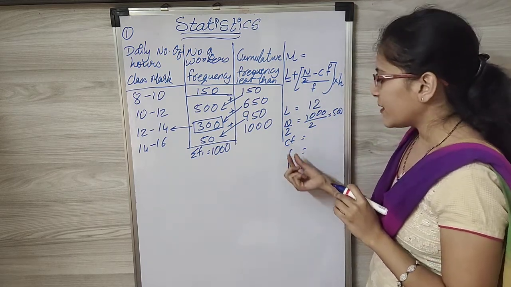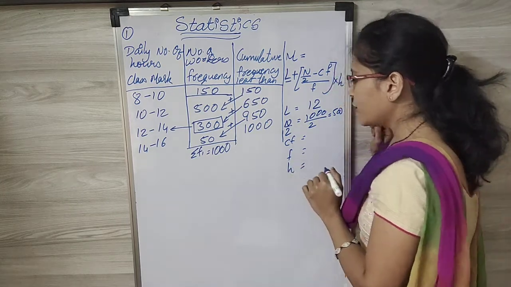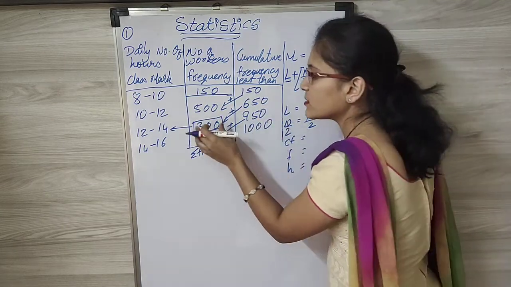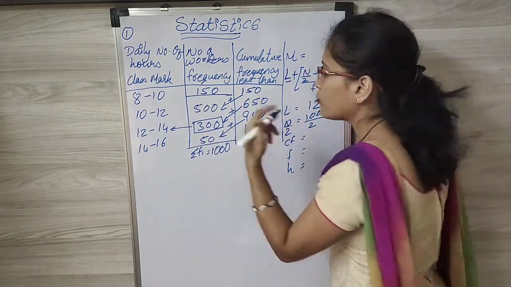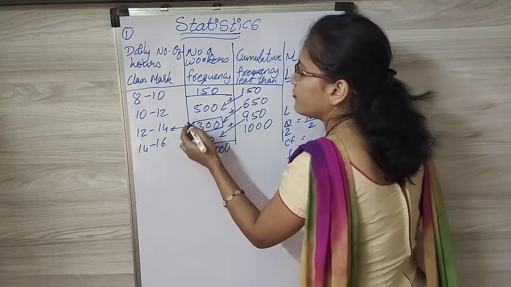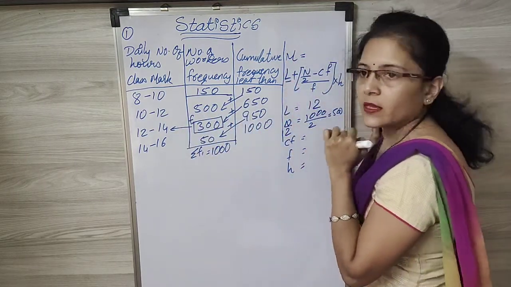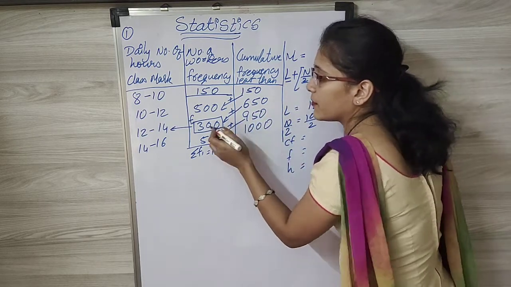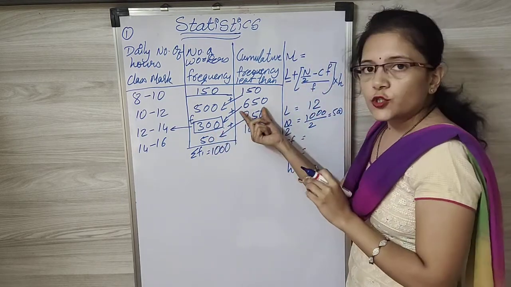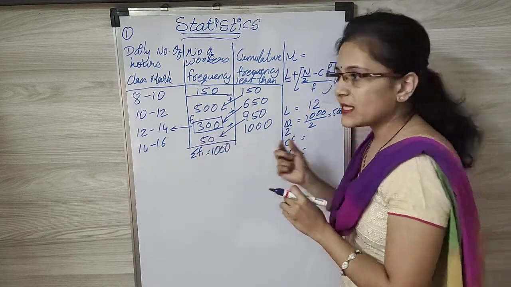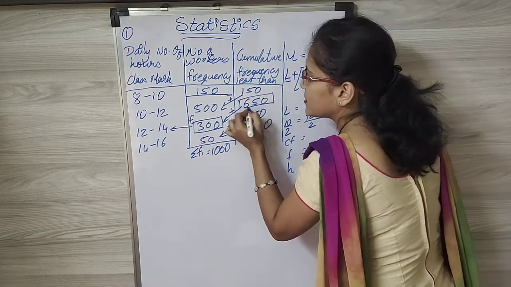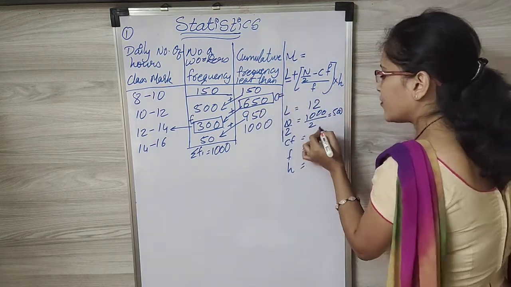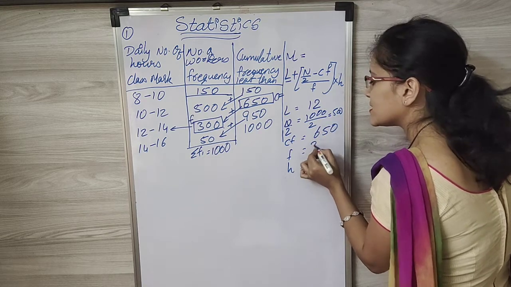Now what are cumulative frequency and frequency? You have to select any one frequency from this. Suppose I select 300. 300 will be the frequency. What is CF? The cumulative frequency should be the preceding number of the frequency. So the preceding number is 650. So CF is 650 and frequency is 300.